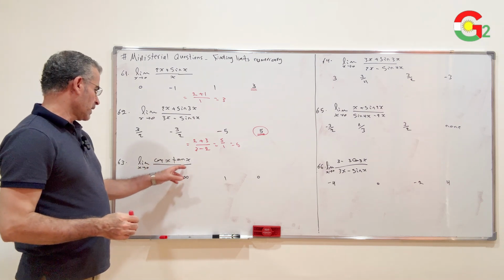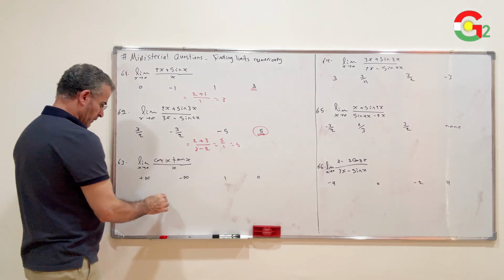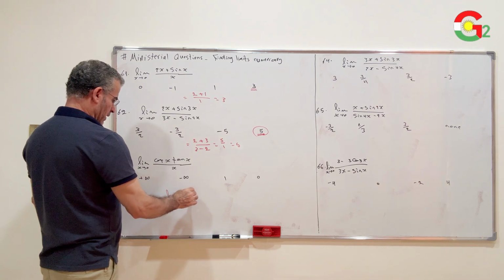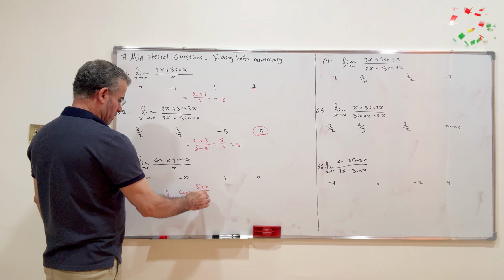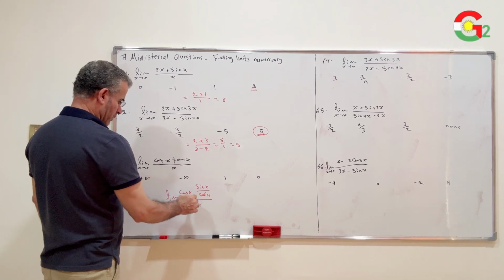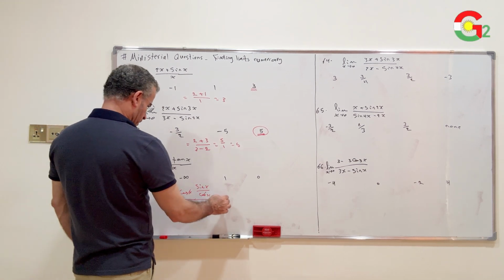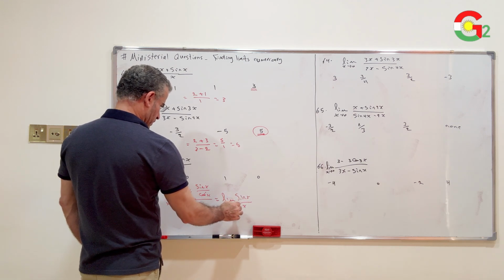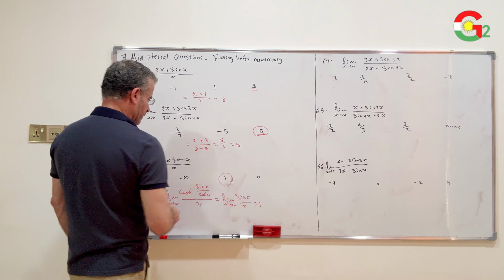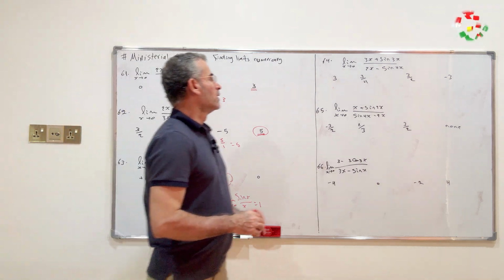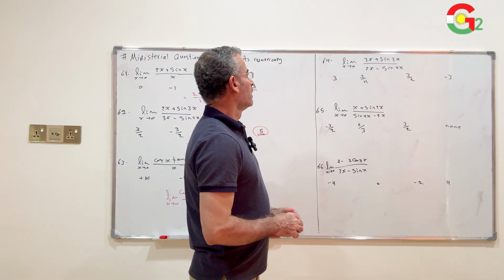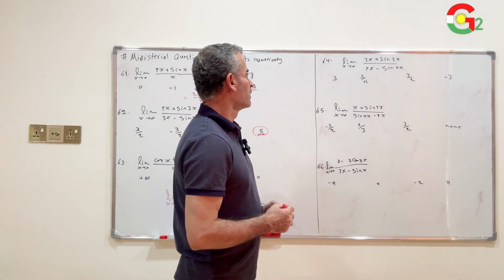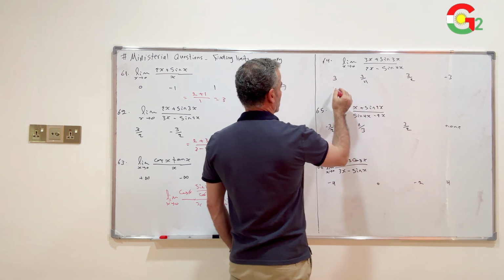Limit of cosine x tan x over x. Rewrite this limit as x approaches 0, cosine x times sine x over cosine x, over x. Cancel cosine x with cosine x, then the limit of sine x over x when x approaches 0 equals 1. Choice C.